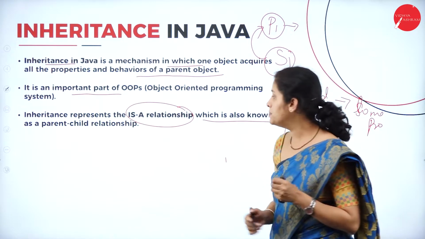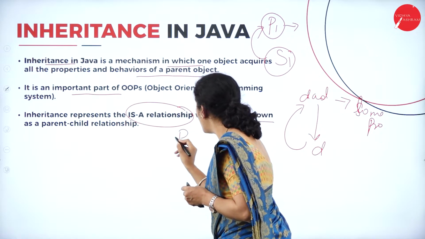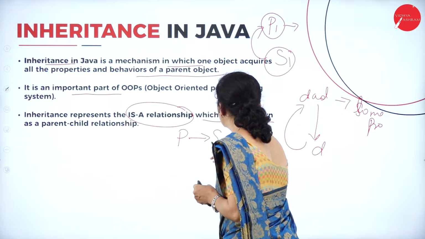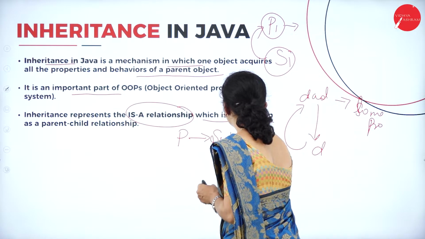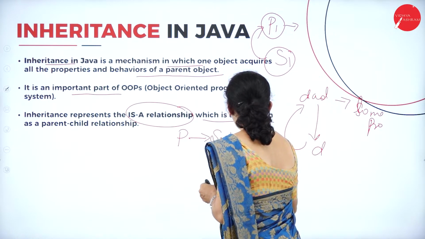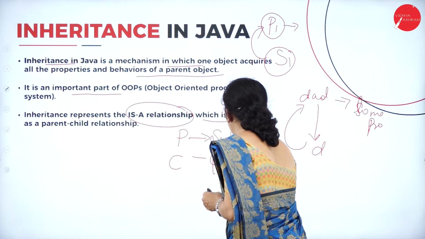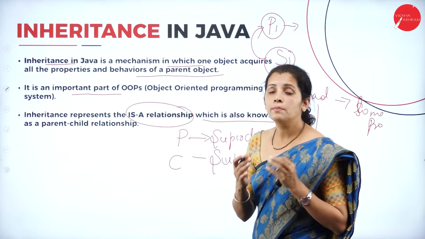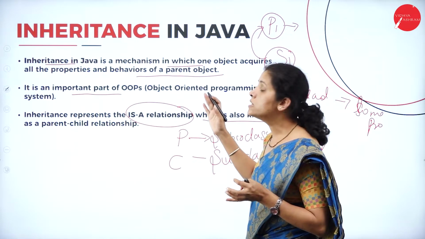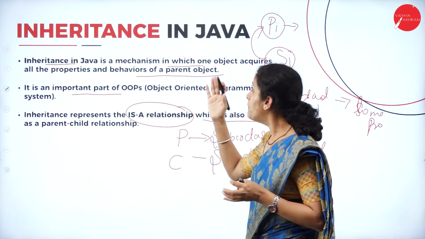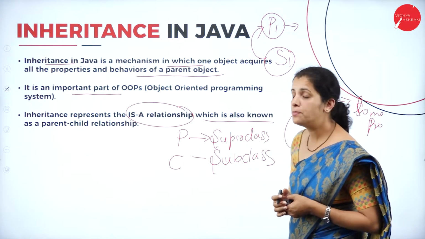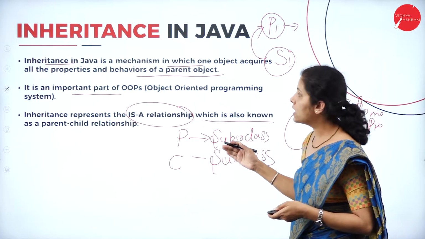So dear student, please make a note here. Here parent is nothing but superclass and child is nothing but subclass. There must be an is-a relationship or parent-child relationship between both the classes.